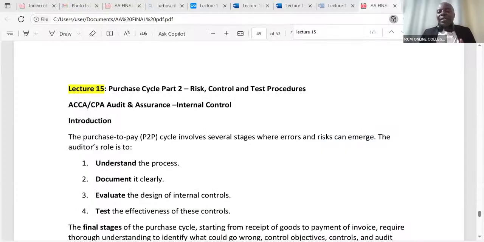Session, and today we shall be looking at lesson number 15, lecture number 15. Remember the first purchase cycle that we did, purchase cycle part 1, was in lecture 14. I'm still going to continue with this purchase cycle, so I'll be taking you through purchase cycle part 2.